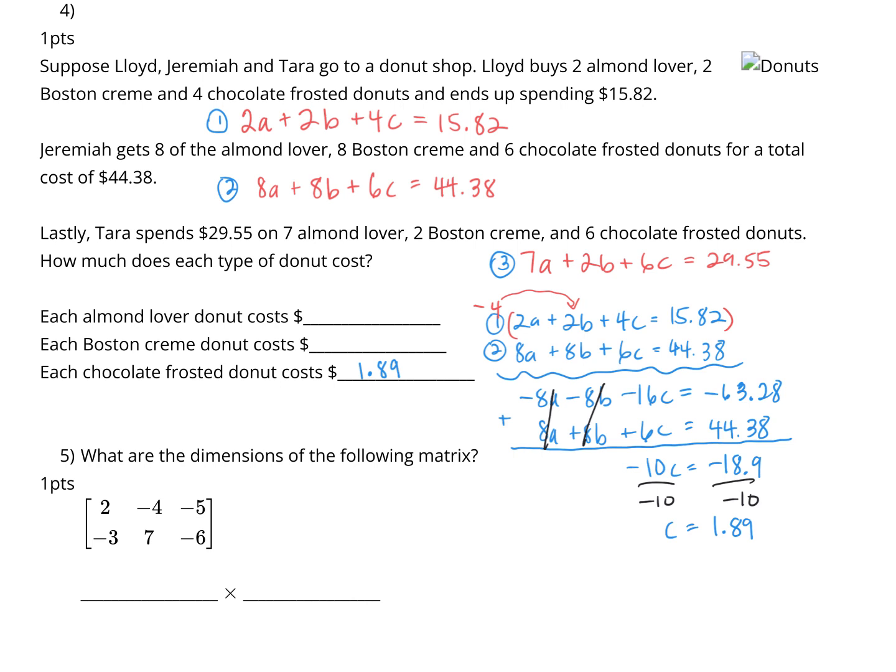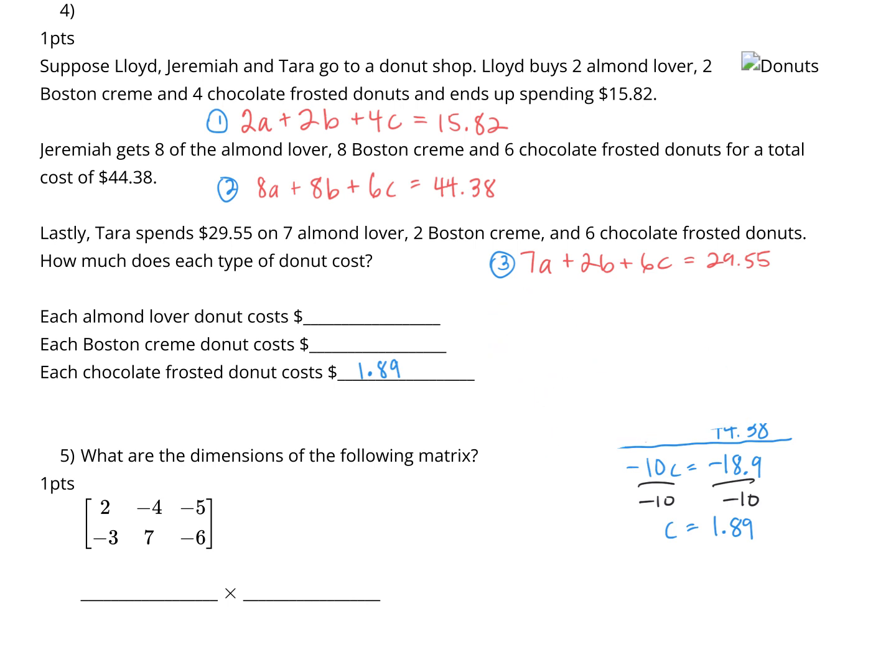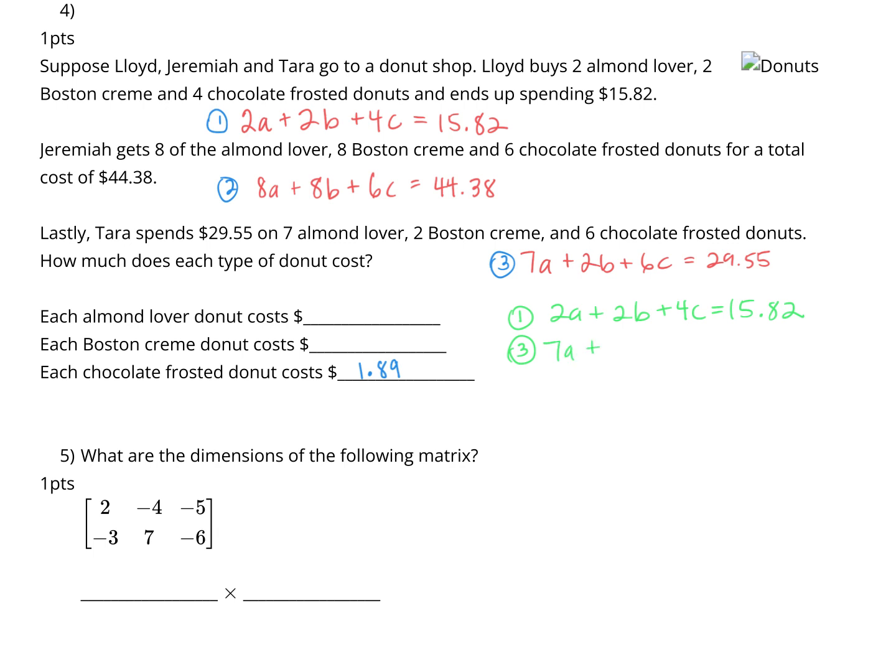Okay, so now we can kind of do this process again to try to figure out another variable. So I used 1 and 2, so now I need to pick 2 equations, not 1 and 2, but I can either pick 1 and 3 or 2 and 3. I'm going to pick 1 and 3. Okay, so I have 2a plus 2b plus 4c is equal to 1582, and I have 7a plus 2b plus 6c is equal to 2955.